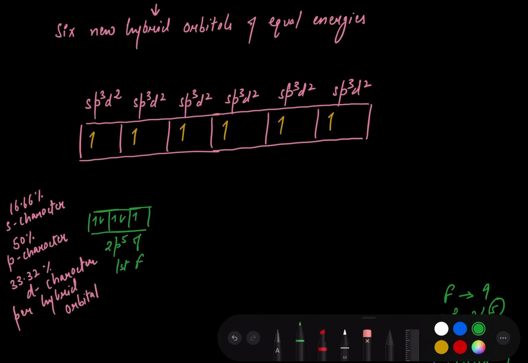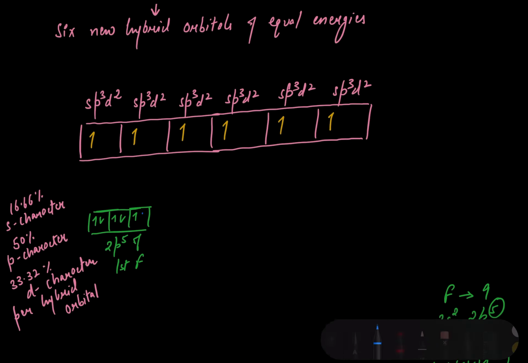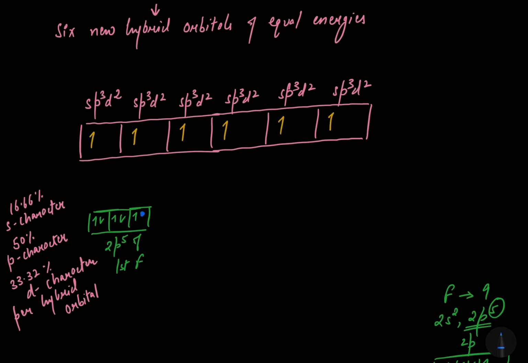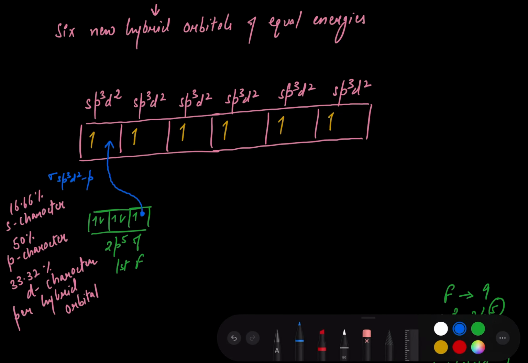Here one orbital is left which is having 1 electron, and that's going to have head-on overlap with the sp3d2 hybrid orbital of sulfur for the formation of sigma bond. So sigma bond will be sigma sp3d2p, because this sigma bond has been formed by head-on overlap of sp3d2 hybrid orbital of sulfur with the p orbital of fluorine. Now let's come to the second fluorine.